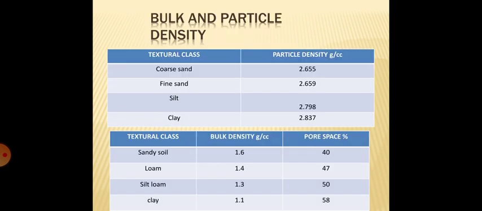This table shows the bulk and particle density. These are the textural classes and particle density of different soils having different particle densities: coarse sand 2.655, fine sand 2.659, silt 2.798, and clay 2.837.